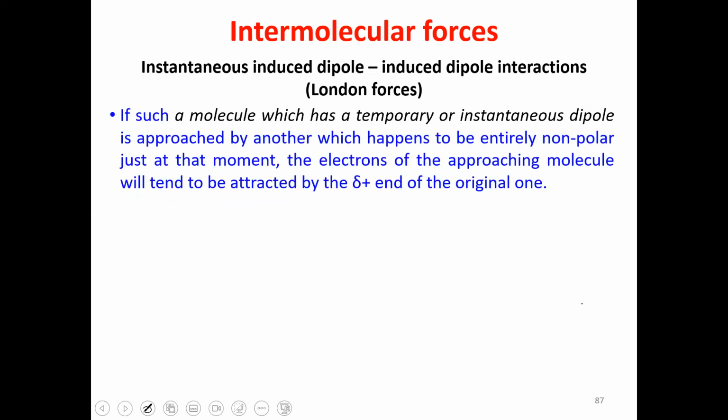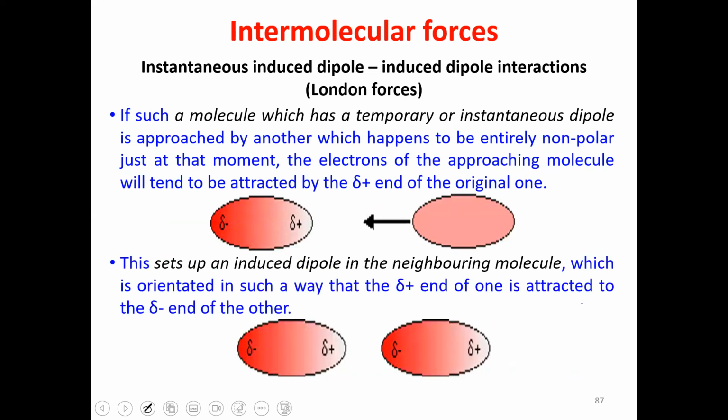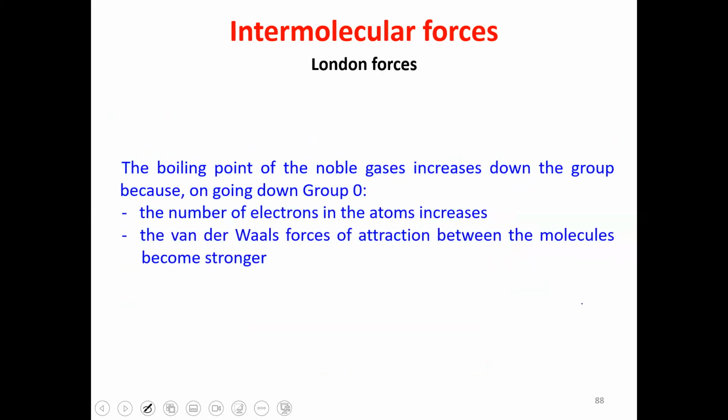If such a molecule which has a temporary induced dipole is approached by another, it is like a contagious phenomenon, like flu is contagious. So one neutral molecule approaching a polar molecule, a dipole appears in the other molecule also. And you're a physics student, you know this is called electrostatic induction. When you bring a neutral substance near a charged substance, it also behaves like a charged substance.